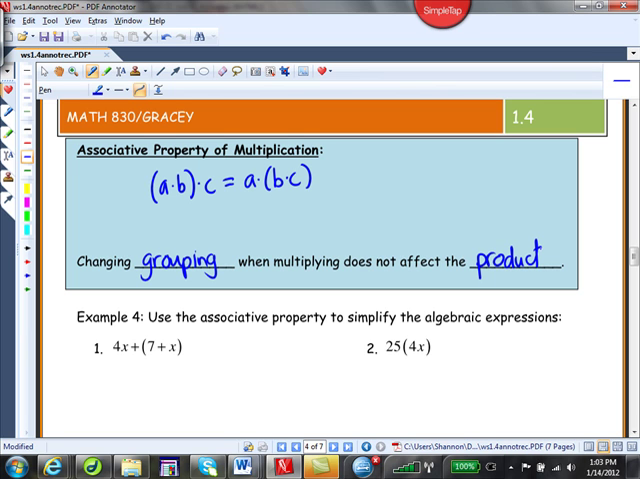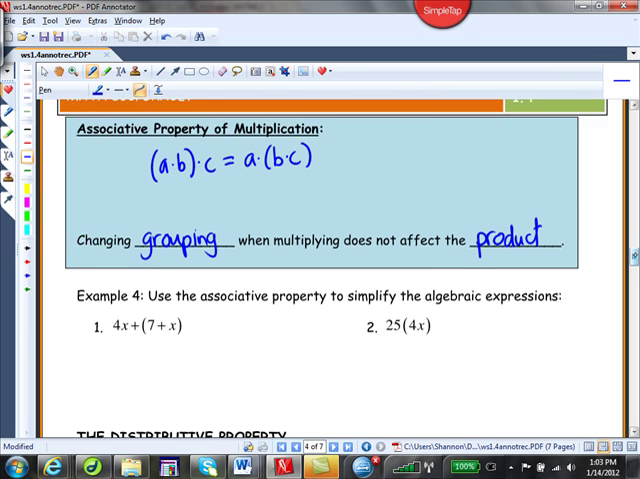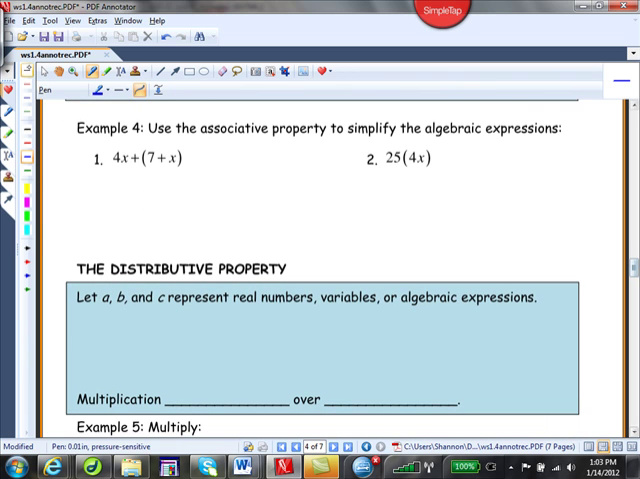So this is why these properties are useful. Let's take a look at these examples. Here, do you see that? First, we are going to use, this one's going to use both of them. The first example will use both. First, we're going to commute the 7 and the x. So we will get 4x plus x plus 7. So we use the commutative property.